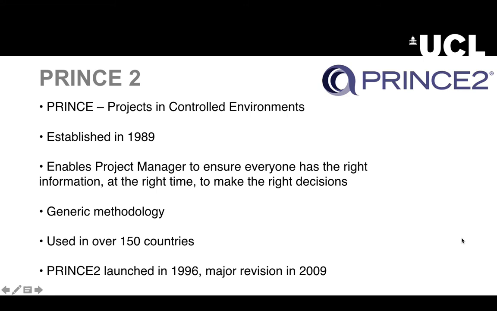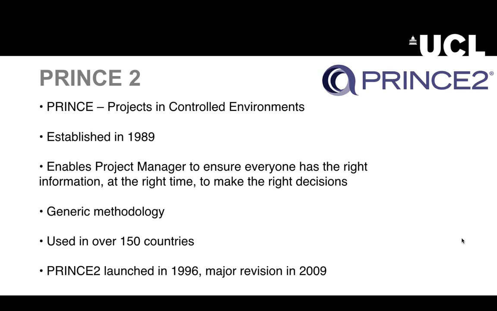And finally, we are going to cover the PRINCE2 methodology. PRINCE is the acronym for Projects in Controlled Environments. This methodology was established in 1989. And the key aspect of this methodology is that it allows project managers to ensure that everyone has the right information at the right time to make the right decisions. This is a generic methodology which is used around the world.